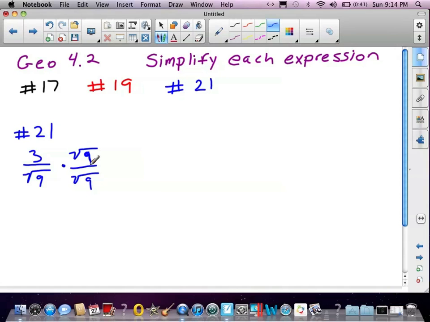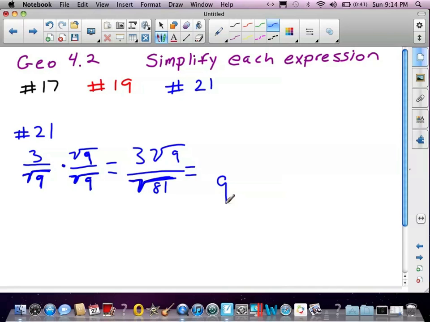So I'm going to multiply by the square root of 9. This is going to give me 3 times the square root of 9 over the square root of 81, because 9 times 9 is 81. So I'm going to break this down further, and I'm going to look at the denominator position first. I'm going to look at the square root of 81, because remember, a square root times itself gives me a perfect square. And that perfect square would be 9.